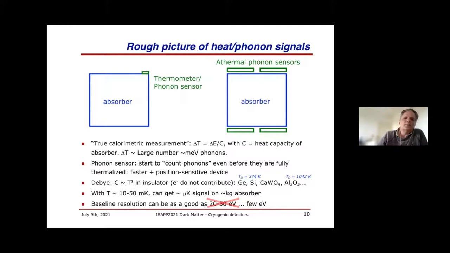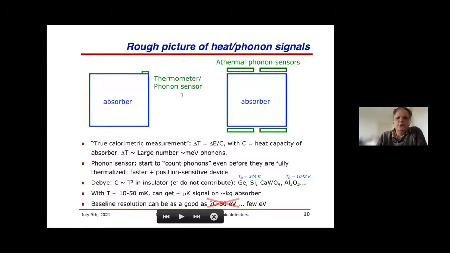Now let's come to a rough picture of the heat or phonon signal. And why do I talk about heat and phonon? So first of all, if you just say that you have some energy delta E deposited in an absorber that has a heat capacitance C, then the rise of temperature of your absorber, if it's isolated, will be delta E over C. So if you choose an absorber that has a very small heat capacity, you will have a large increase of temperature, even if you have a small energy deposited. What you have to do is just glue a thermometer on your absorber, and that's one way to do it.